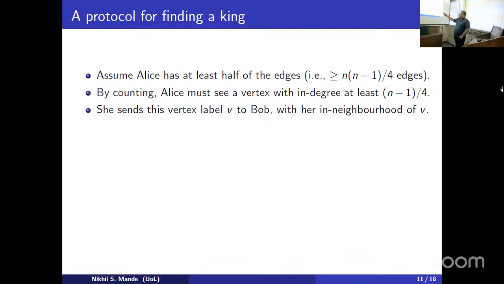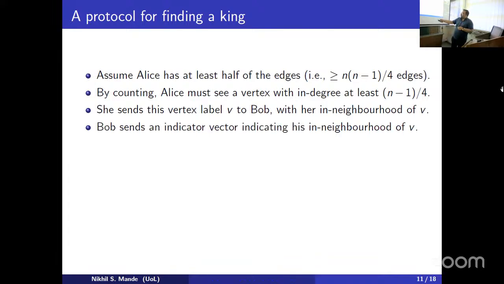So what she does is she just sends the label of this vertex to Bob, which is log n bits. And along with this, she also sends the entire in-neighborhood, out-neighborhood, both work because it's the same thing again. Let's replace in by out both here and here. So she sends the label of this vertex to Bob, which is log n bits, and she sends an indicator vector of length n that indicates the entire out-neighborhood of this vertex from her perspective. What Bob does, he sends back an indicator vector to Alice with his out-neighborhood of this vertex v.